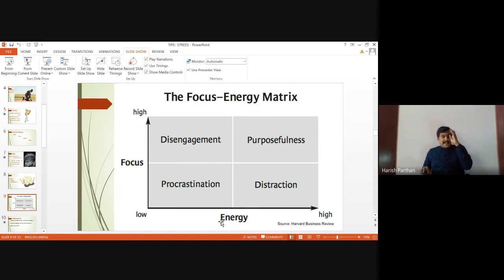If your energy is very high and you don't have any focus, people are there with great energy. Their physique is fantastic. They do whatever they want, but they don't have focus. Then the distractions start. So high energy people require more focus, and more focused people require high energy. Then the purposefulness is achieved.